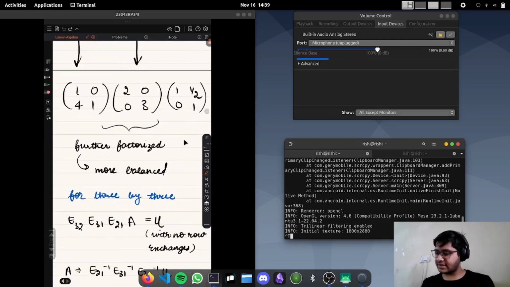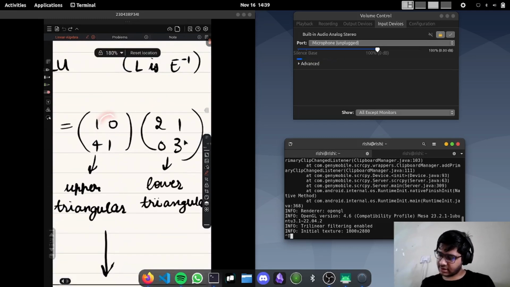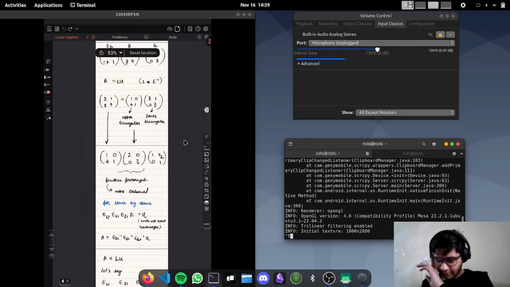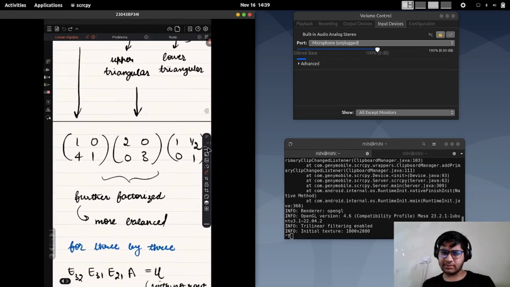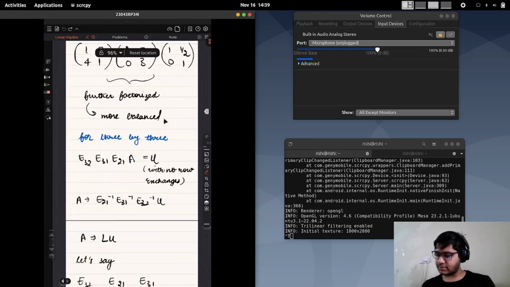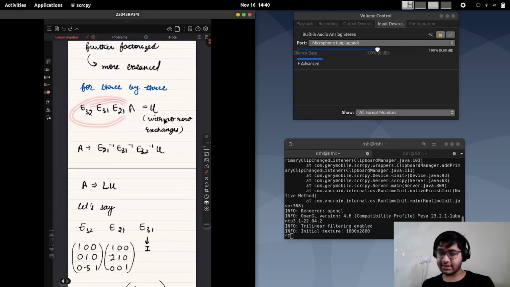Okay, so this can be further factorized. Sorry, not this, but this can be further factorized to make this more balanced, because this is upper triangular and this is lower triangular. This is not actually important, but we can do something like this. For 3 by 3 matrices, we need 3 matrices that would be multiplied with A to make it U.